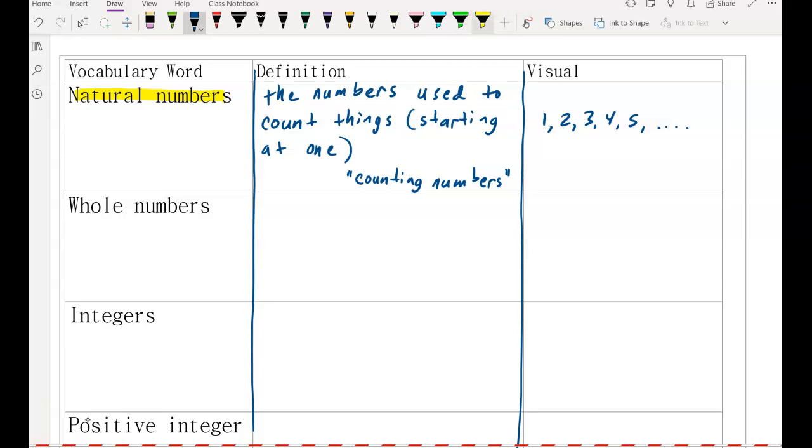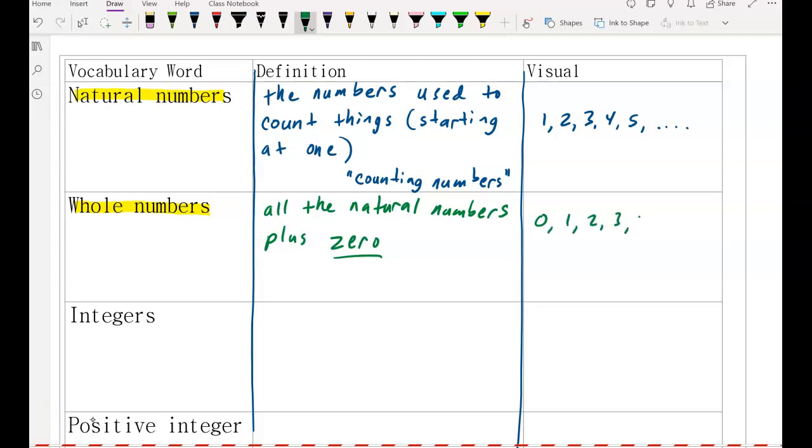All right. Our next vocabulary word is the whole numbers. What are the whole numbers? Now, the whole numbers aren't all that special. It's just all the natural numbers that we just learned about plus 0. So it's basically the natural numbers, but instead of starting at 1, they're starting at 0. So 0, 1, 2, 3, 4, 5, 6, and so on into infinity. Those are the whole numbers. The only difference between the whole numbers and the natural numbers is that the whole numbers have the number 0 included.